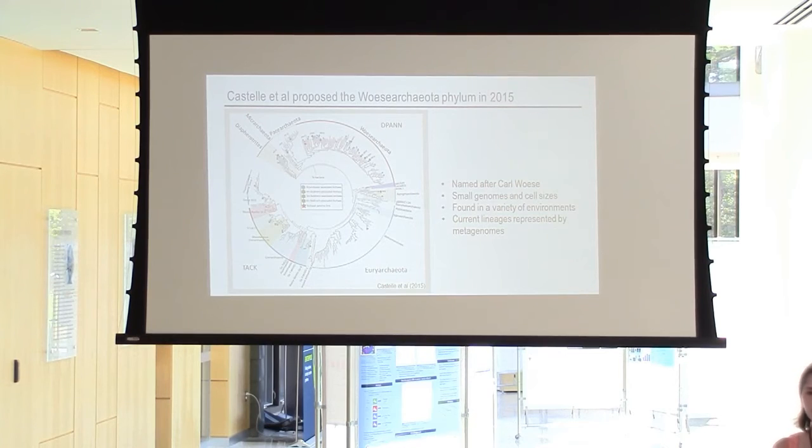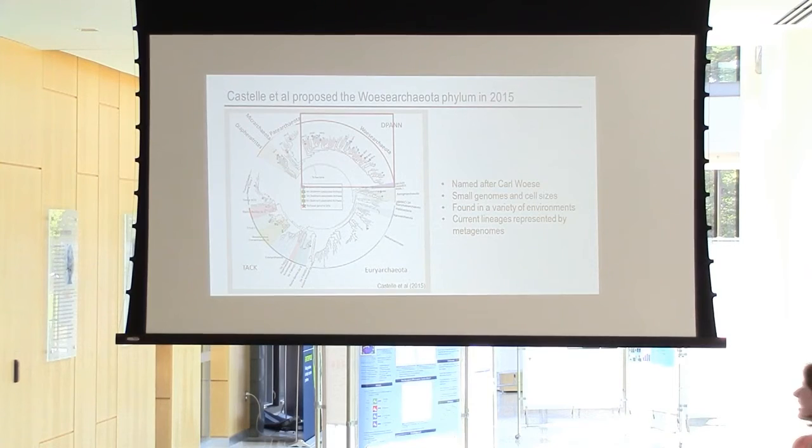It was characterized by Castelle et al. in early 2015, and this is just a phylogenetic tree that they drew. Vosarchaeota is here, and it just represents their evolutionary history of Vosarchaeota, or what they think that it is. And they named Vosarchaeota after Carl Woese, who was a major contributor to the classification of archaea.